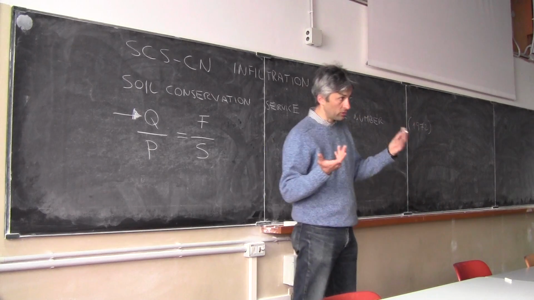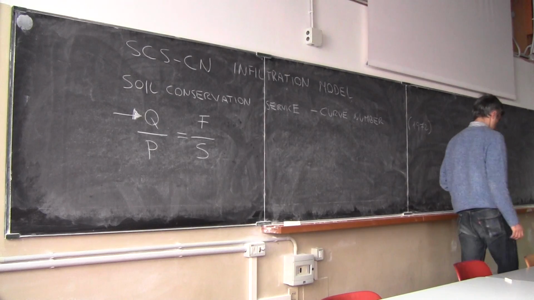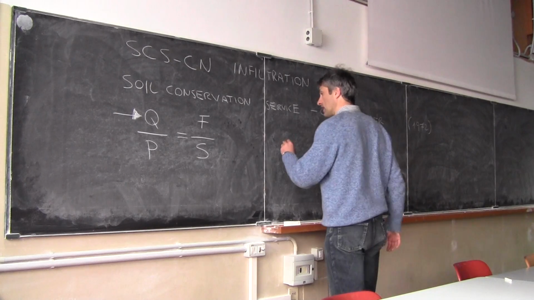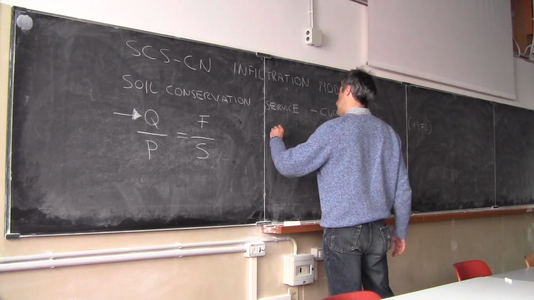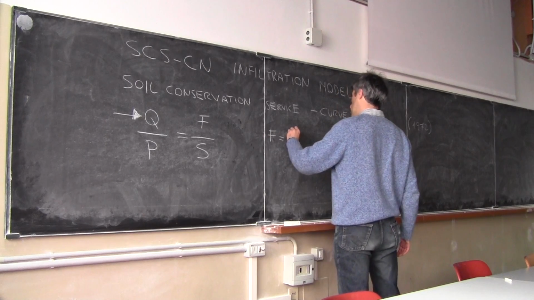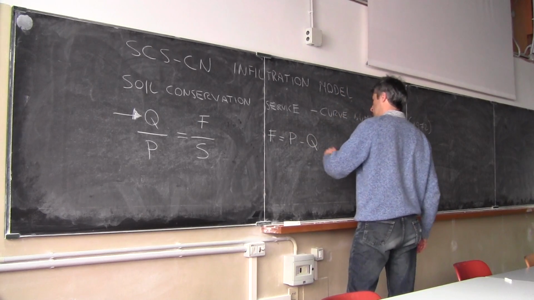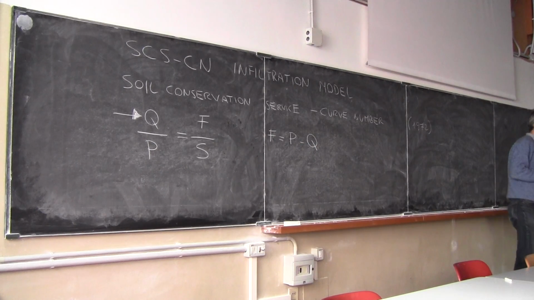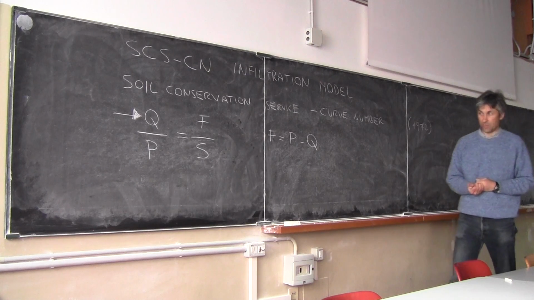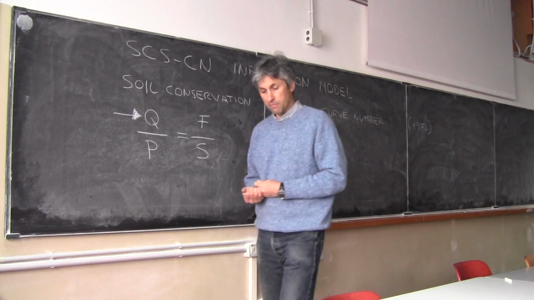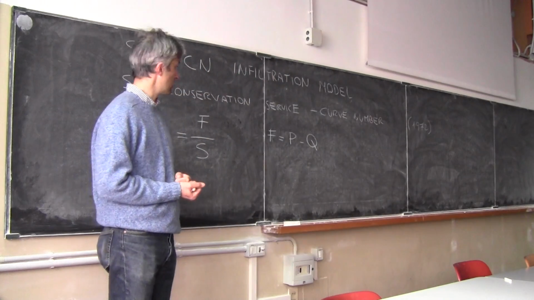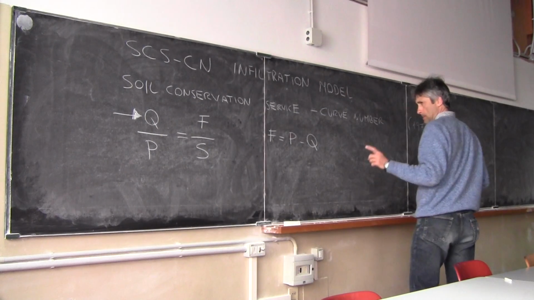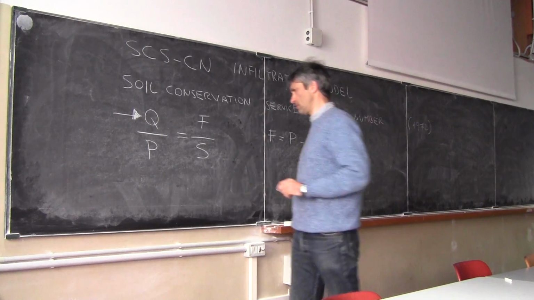And so we need a second relationship. The second relationship is quite simple. We can write that F is equal to P minus Q. This is a continuity equation, it's a mass balance equation. Infiltration is equal to gross rainfall minus the contribution to surface runoff.